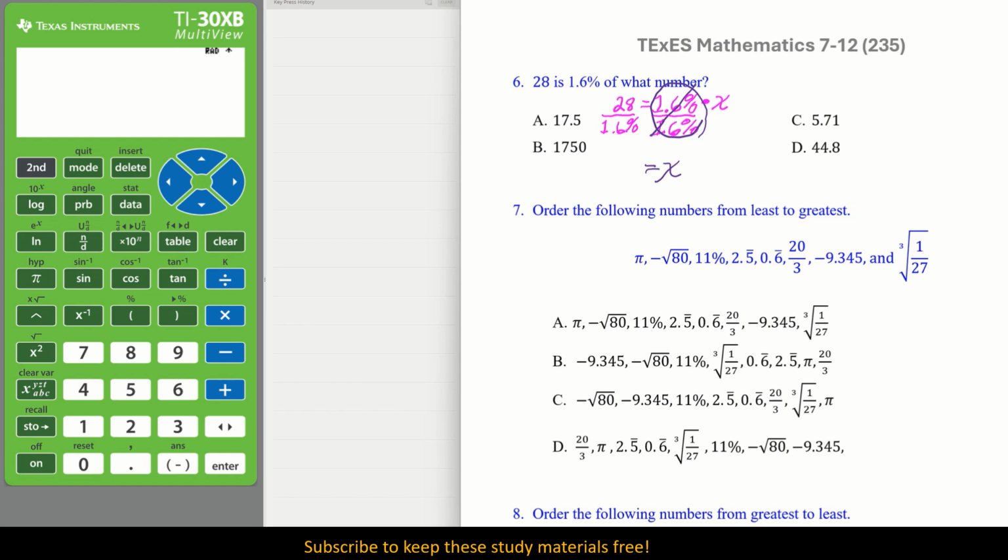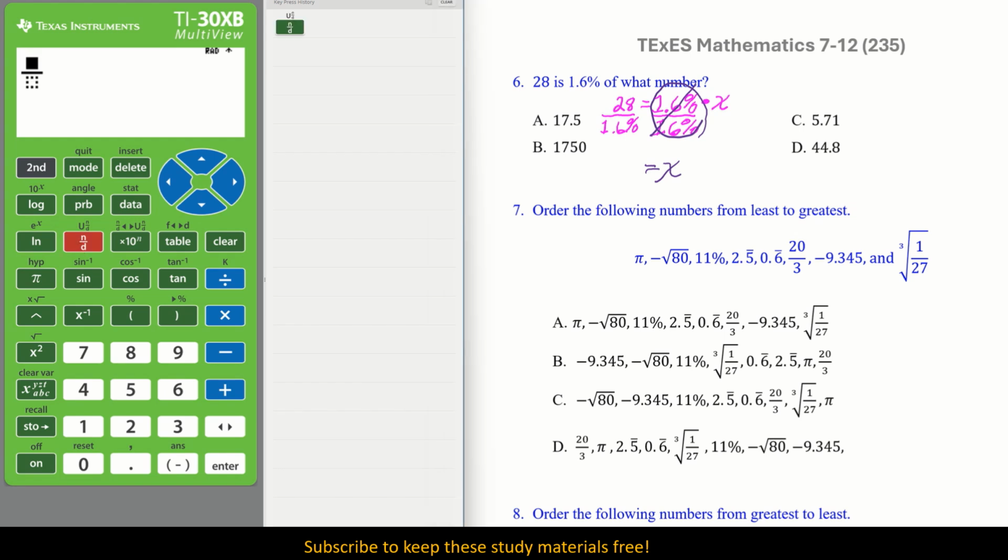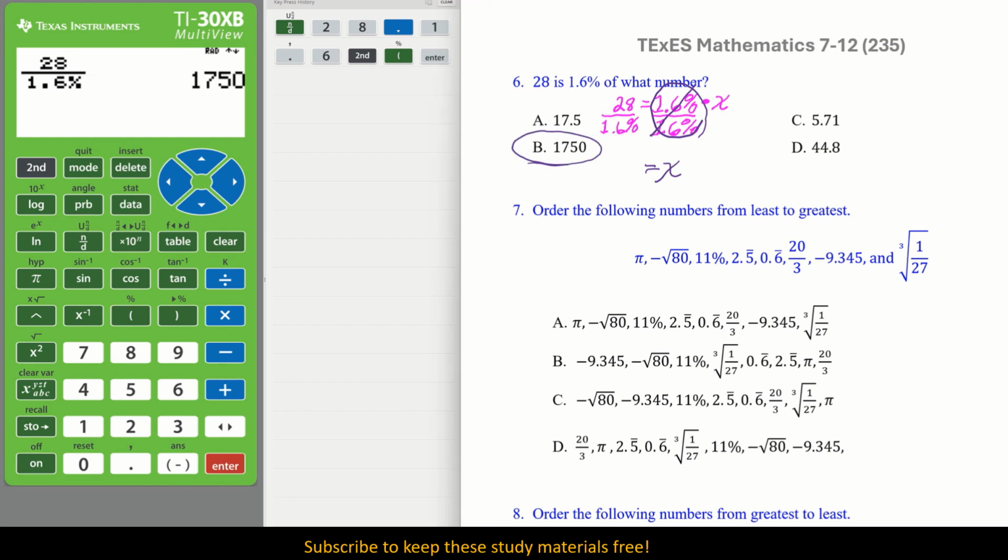Okay, so yes, we are going to enter it precisely the way we have it written here. So that would be 28, arrow down, 1.6. Now we need that percent symbol. So second percent, that's parentheses open, okay? And push enter. And that's the correct value. That would be option B.